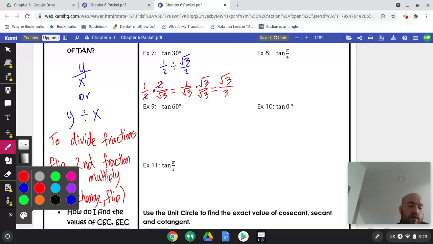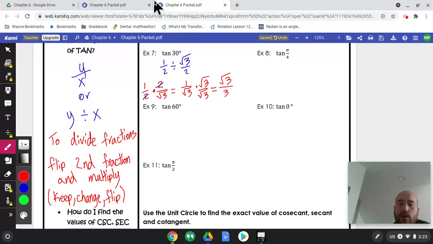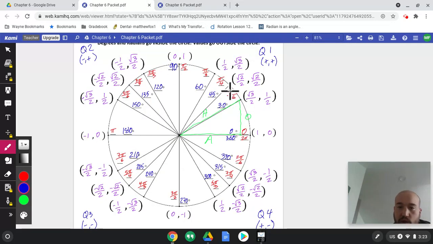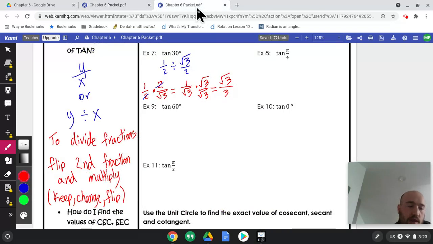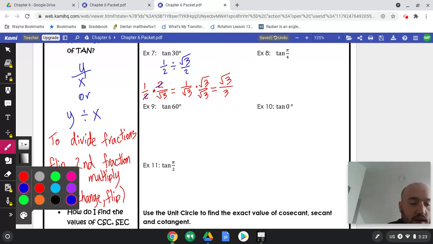All right, our next one, tangent of pi over 4. So we go to pi over 4, that's right here next to it. Pi over 4, so we got square root of 2 over 2, square root of 2 over 2. Now the good thing about this one will be easier because if we think about it, square root of 2 over 2 divided by square root of 2 over 2.